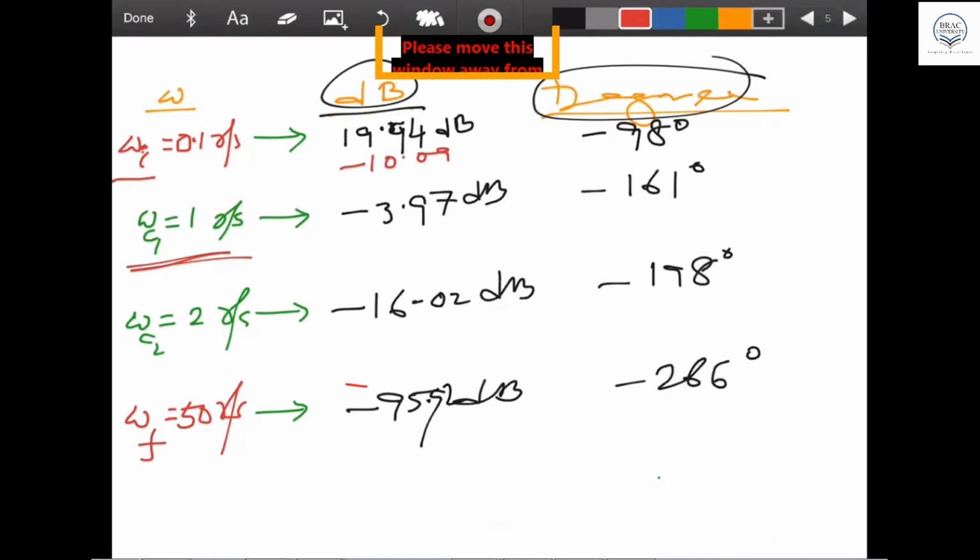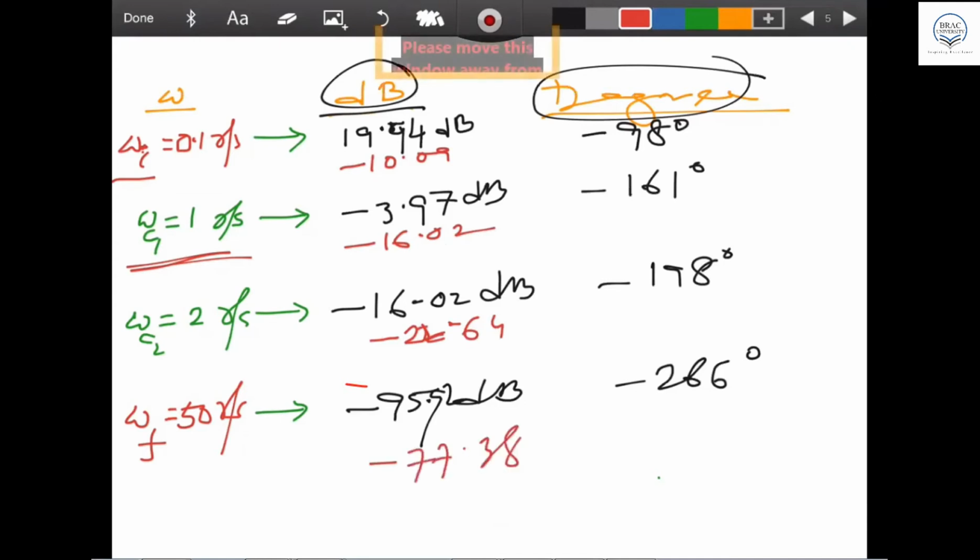Second one, minus 16.02, for omega equal to 1. Then omega equal to 2 is what? Minus 22.64. Good. Then the third one? Minus 77.38. And the angles are the same. Okay, fine. Excellent. Now I'm talking to the rest of you.